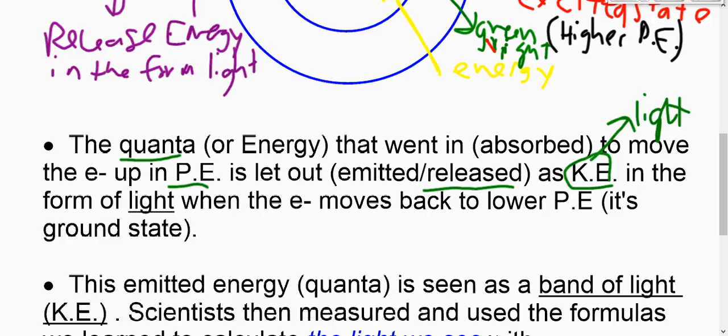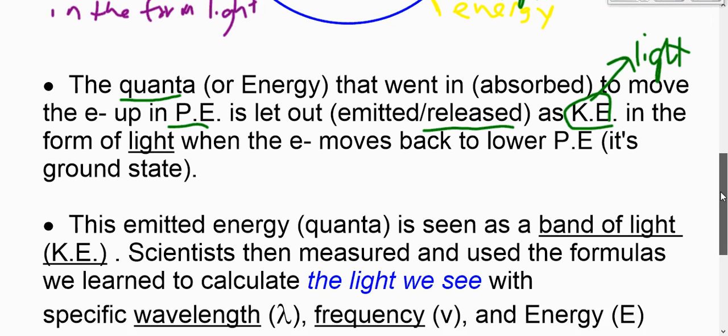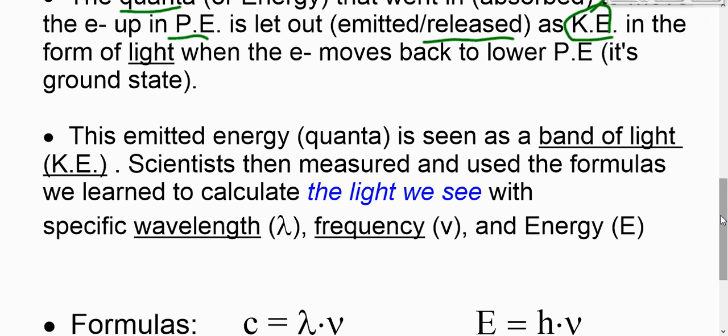And if it gets emitted in the form of light in the visible spectrum of the electromagnetic region where we can see it, then we see the different color lights. And this is what you saw in the flame test lab. So the different colors are literally electrons moving up and down from the ground state to the excited state and back again. So the emitted energy, the packet of energy that we see, is this band of light, all right?